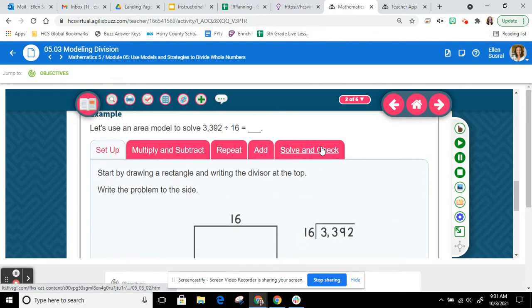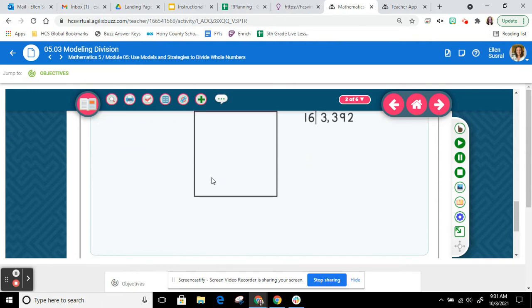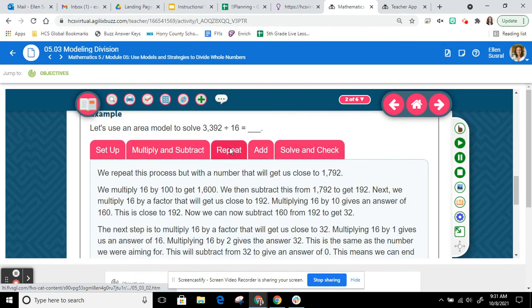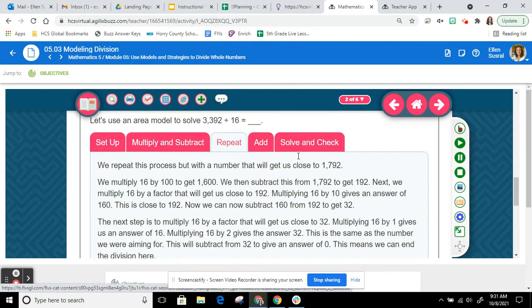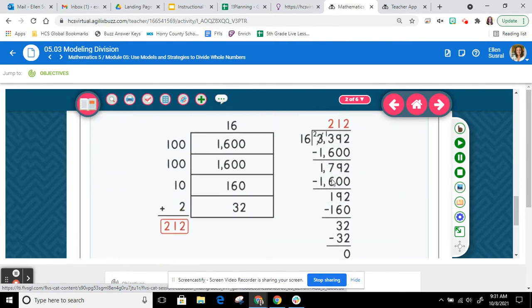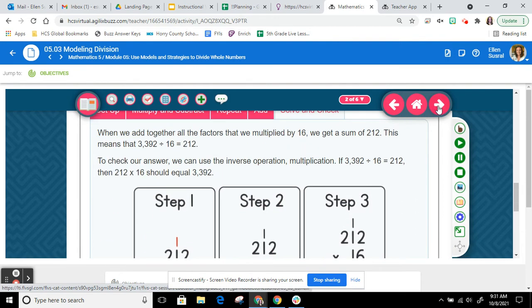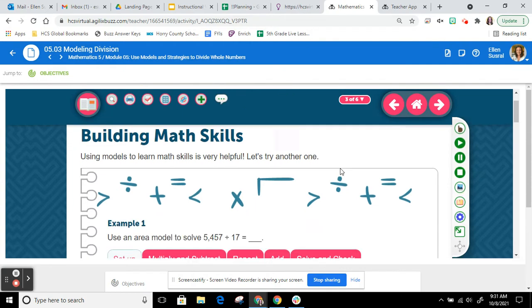These are the steps that we're going to follow when we are doing our division using an area model. So it says, let's use an area model to solve 3,392 divided by 16. And that's exactly what you're going to be doing on your assignment, is doing division problems using an area model. So it's going to be important that you go through these steps right here. Follow these steps, write them down. Do these practice problems out, these examples. Do them out with Buzz, write them down. Practice, practice, practice, right?